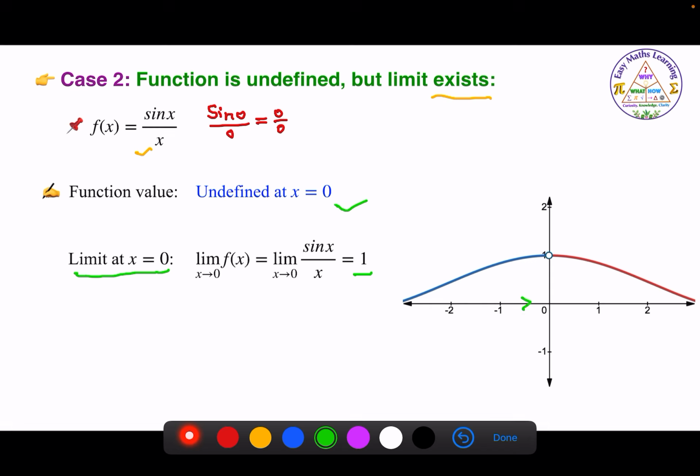Graphically you can see as x approaches 0 from both sides, okay, from left, from right, what is the behavior of function? Function also approaches 1. As x approaches 0 from left, function approaches 1. x approaches from right, function approaches value 1. So limit of this function as x tends to 0 is 1. So in this case, we see that function is undefined but limit exists.